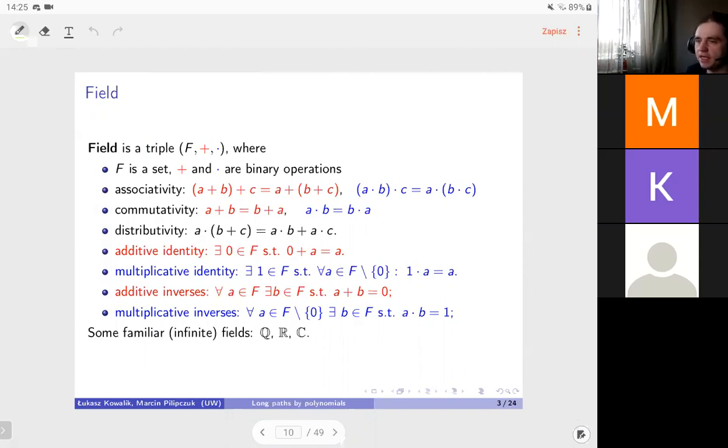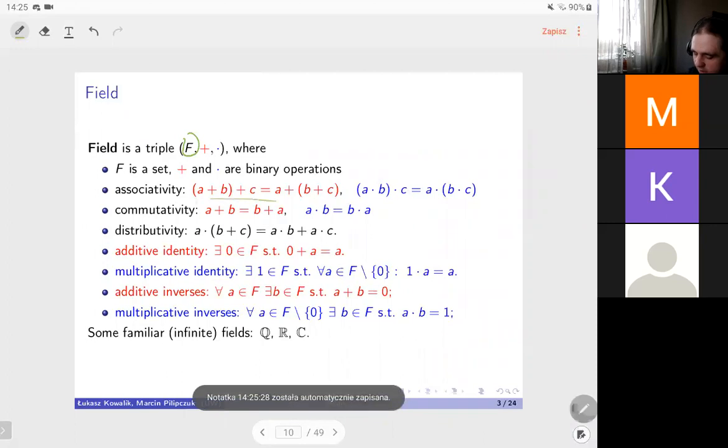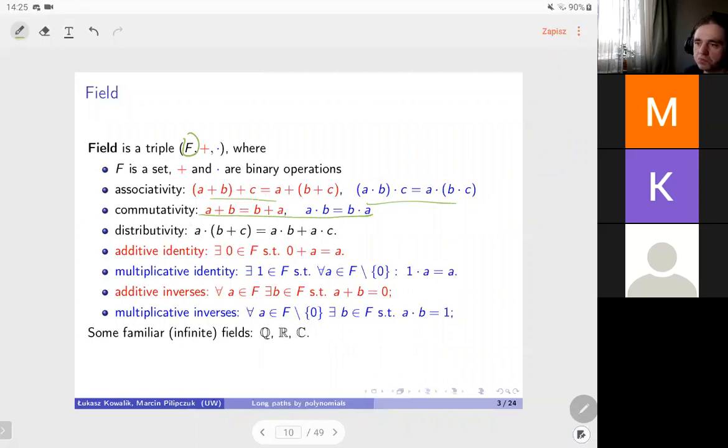So first we need fields. A field is something where you can add, multiply, but also subtract and divide. You have some set, and on this set you can add elements, you can multiply elements, and you also have the inverses. So you can subtract and you can divide. Adding and multiplying have the standard properties, including commutativity. You have the additive identity that has an inverse, and a multiplicative identity that has an inverse. Essentially this is an object where you can add, multiply, divide and subtract things, and it behaves as you expected.